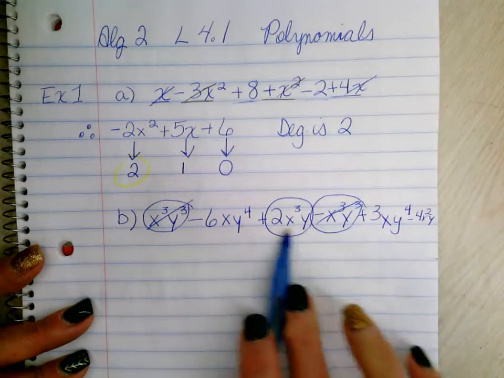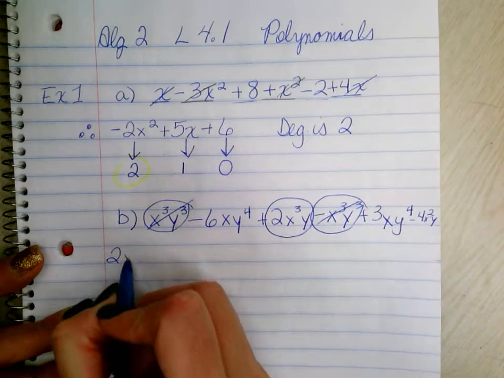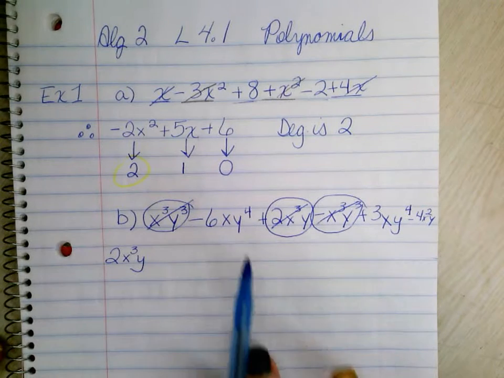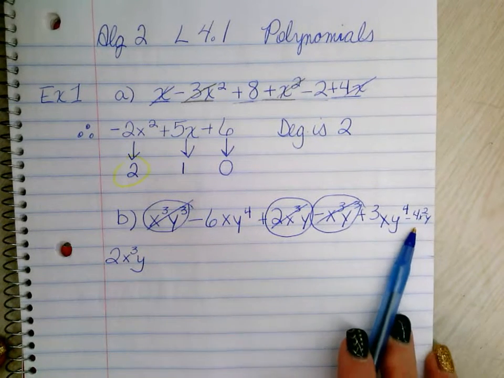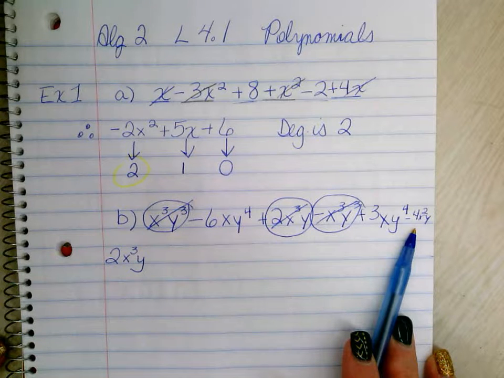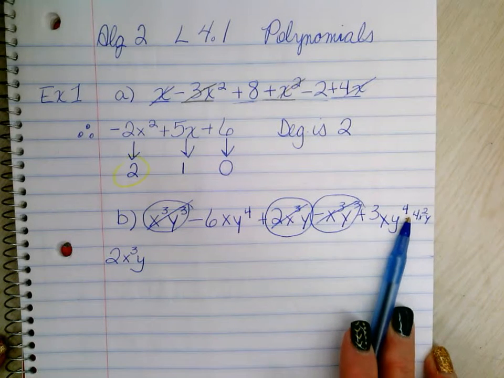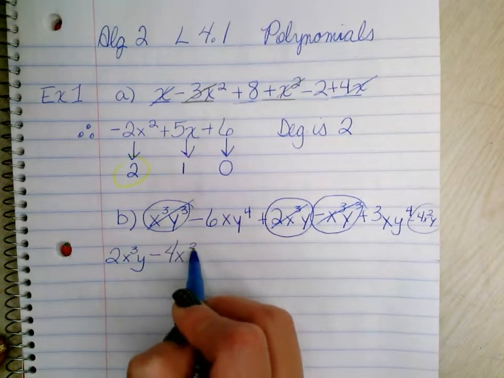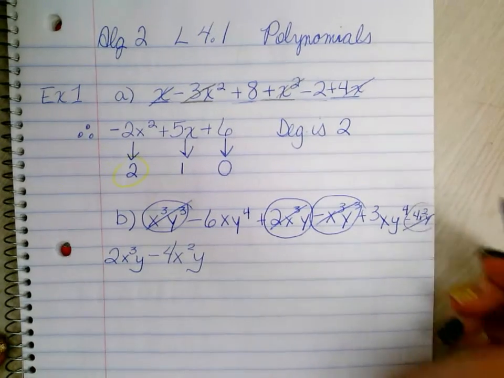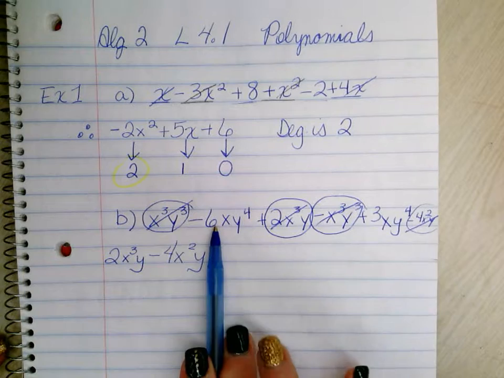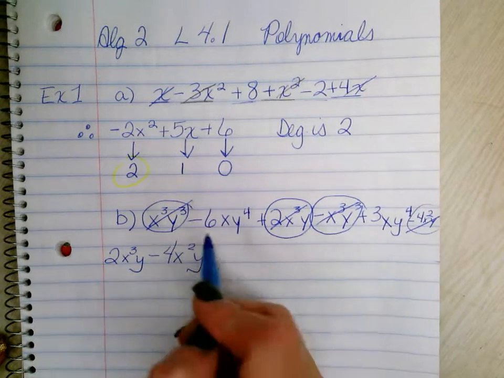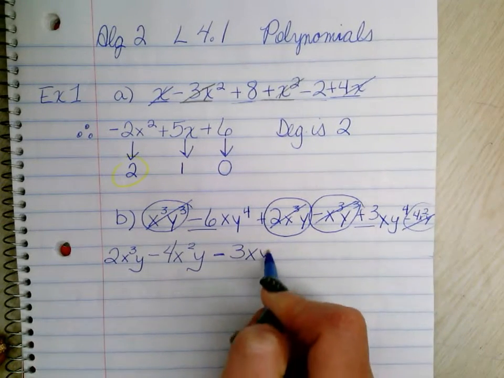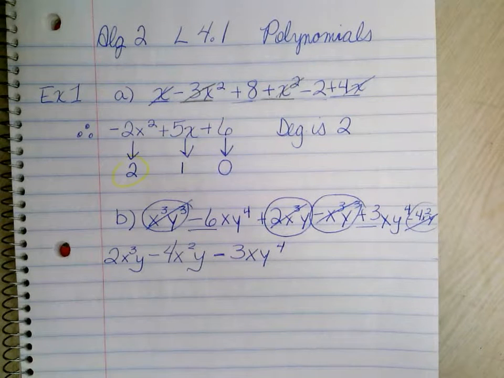Let's see if there's an x cubed y. Nope. 2x cubed y combined with nothing. There was no other one. Okay? There are no more x cubes, but there is an x squared y over here. Let's go ahead and move that onto the sentence. x squared y, negative 4x squared y. Okay? That one's gone. Looks like we're left with xy to the 4ths. That's easy enough. A negative 6 combined with a positive 3 is a negative 3xy to the 4th.